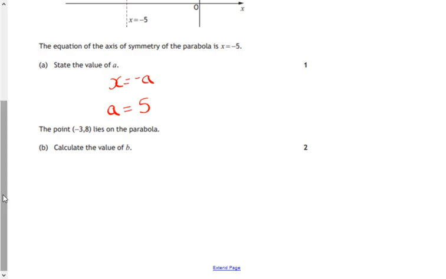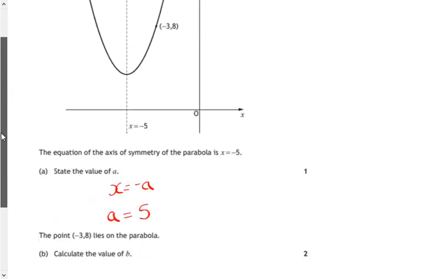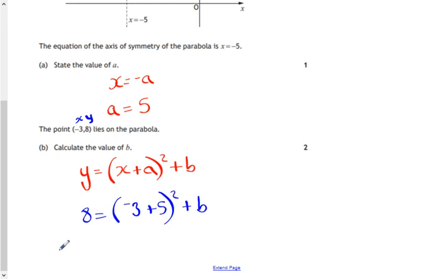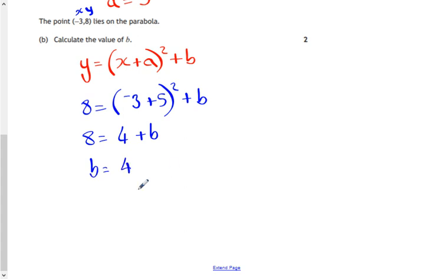So if we look at our formula, y equals (x plus a) all squared plus b. We know what x and y are for this particular point, and we know that a is 5. So 8 is equal to (-3 plus 5) all squared plus b. So we get then that 8 is equal to 4 plus b, giving us then that b must be equal to 4. Just substituting our values in using the 5 that we calculated earlier.